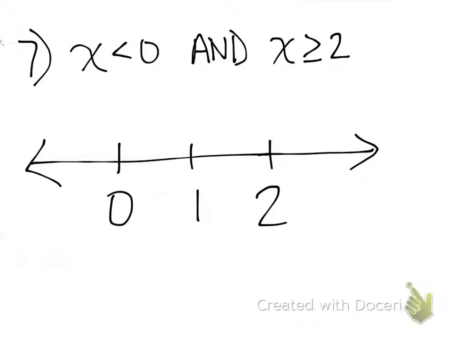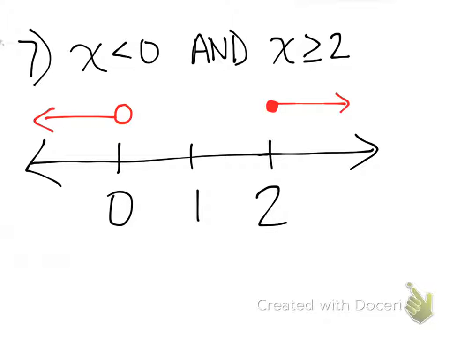So let's do our little notation above the number line. If I am looking at x is less than 0, do I want open or closed circle? Open, and I would shade to the left. Very good. Open, shaded to the left. And if I've got x is greater than or equal to 2, what kind of circle do I have? A closed, shaded in circle, and I would shade to the right.